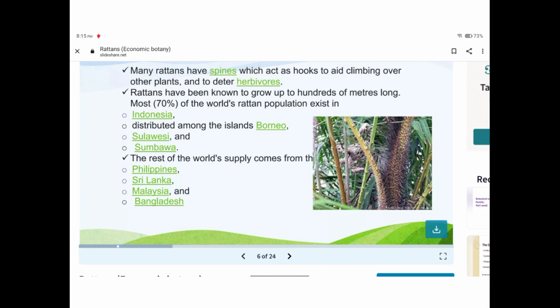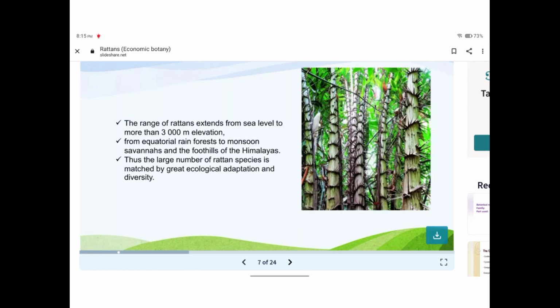About 70% of Rattan's population exists in countries like Indonesia, Borneo, Sulawesi, Zimbabwe, Philippines, Sri Lanka, Malaysia, Bangladesh. Okay, now we have the trees again.